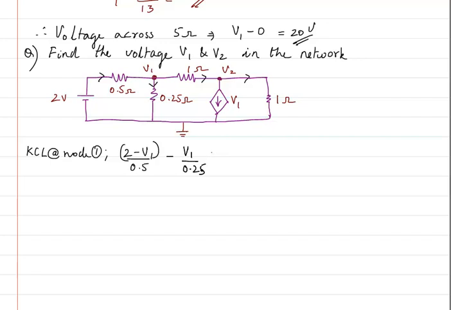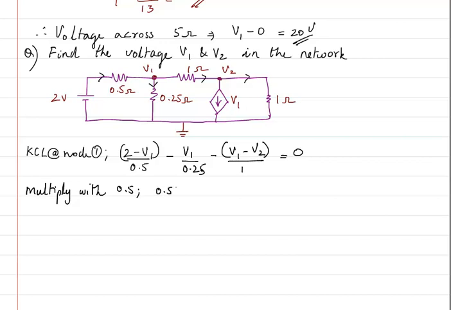Okay, then the third current is also outgoing, so minus of V1 minus V2 divided by 1 ohm, and that should be equal to 0. I can multiply it with 0.5 as well as 0.25, but 0.5 is enough because it will cancel with the others. So multiply with 0.5. Why did I multiply with only 0.5? Because I want to get rid of the denominator, so 0.5 will do that.